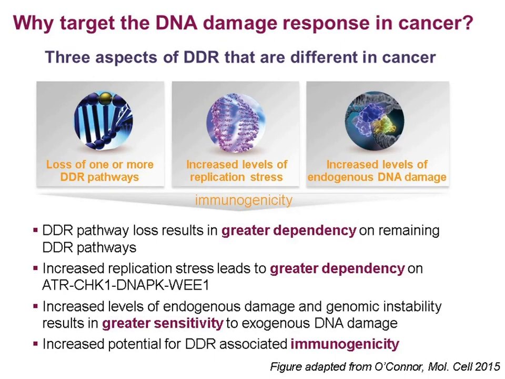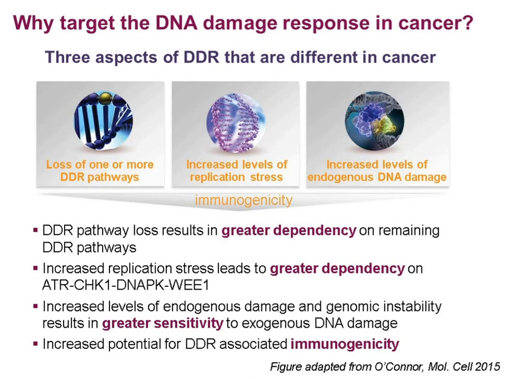So given that the DNA damage response is so germane to cells, why do we think we can target the DNA damage response in cancer? And really the answer comes down to the fact that there are at least three major aspects of DDR that are different in cancer cells. So the first, which has really been the basis of classical treatment for cancer, radiotherapy and DNA damaging chemotherapy, is based on the fact that there are increased levels of endogenous DNA damage and greater levels of genomic instability that make cancers more sensitive to DNA damaging agents than normal cells.